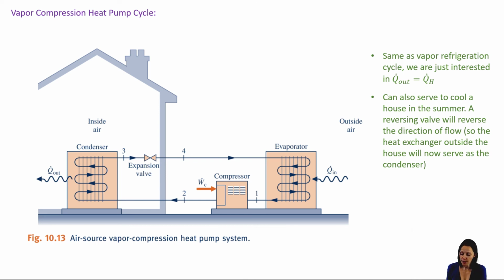So in that way, if that reversing valve reverses the direction of flow, it allows your heat pump to operate on a refrigeration cycle. So instead of having the condenser inside your house, it would be the evaporator inside your house, and vice versa.